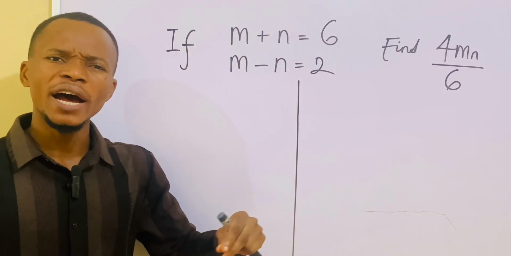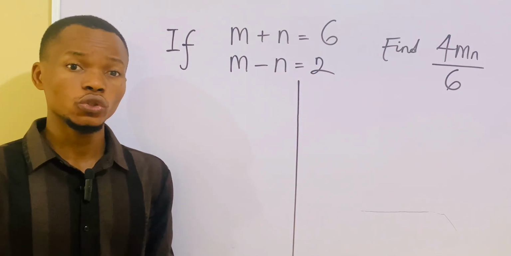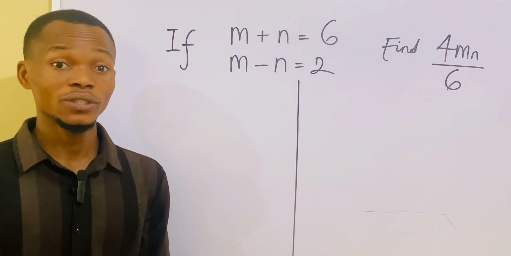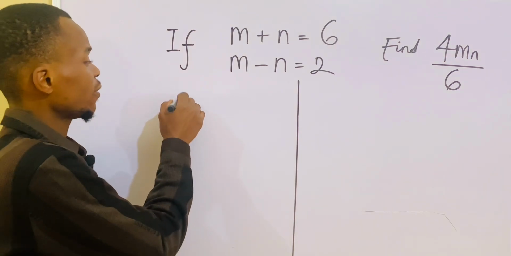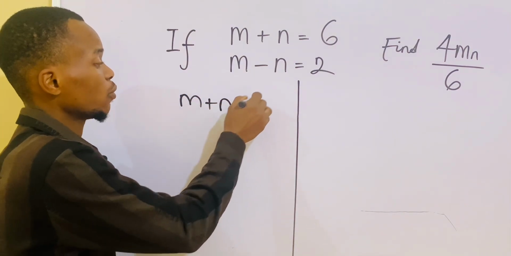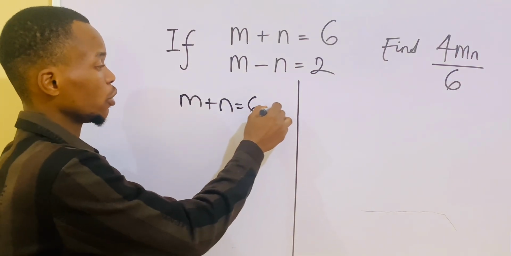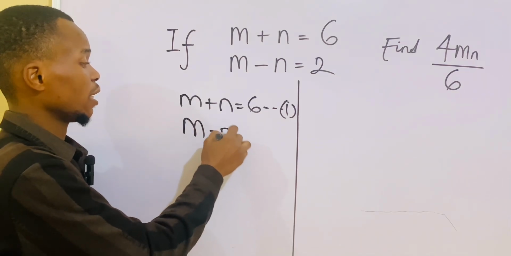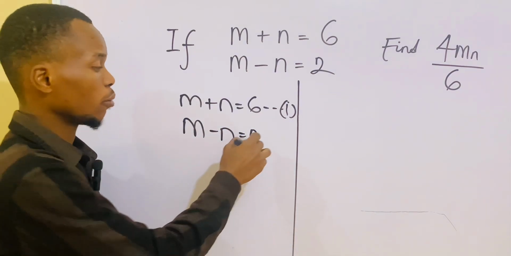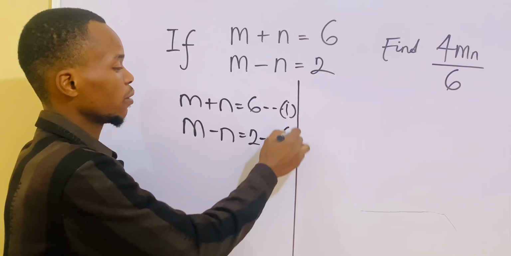Now what if you are asked to express your work or to show your workings? What do you do about it? It's not just guessing. Now this is what you should do. Using elimination method, first of all I have m plus n is equal to 6. Now this becomes my equation 1. Then next I have m minus n is equal to 2. This becomes my equation 2.